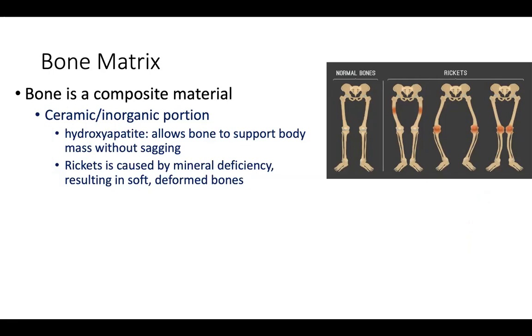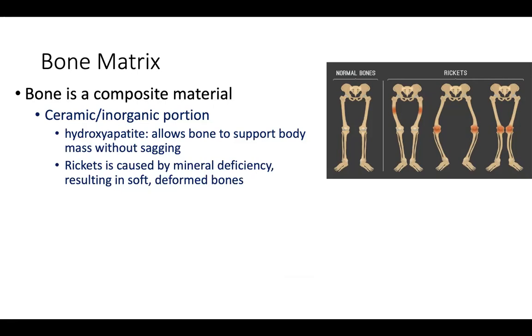There's an inorganic or ceramic portion of the bones. This is the really hard part of the matrix. It's made primarily of something called hydroxyapatite. Don't worry about the molecular formula of that or anything, just hydroxyapatite is the hard ceramic solid portion of the bone matrix. That is essentially what allows for the structure and support of the skeletal system.